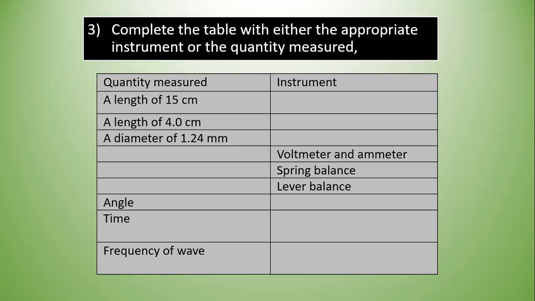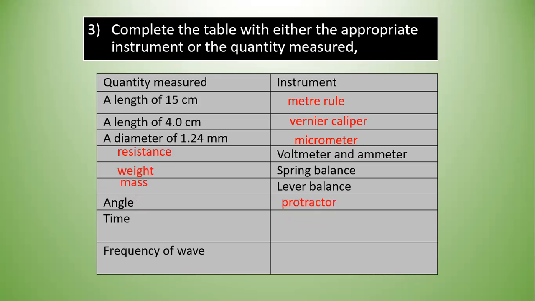Complete the table with either the appropriate instrument or the quantity measured. Length 15 cm, you can use a meter rule. Length of 4 cm, you can use a vernier caliper. Diameter of 1.224 millimeter, you use a micrometer. Voltmeter and ammeter to measure resistance. Spring balance to measure weight of an object. Level balance to measure mass.